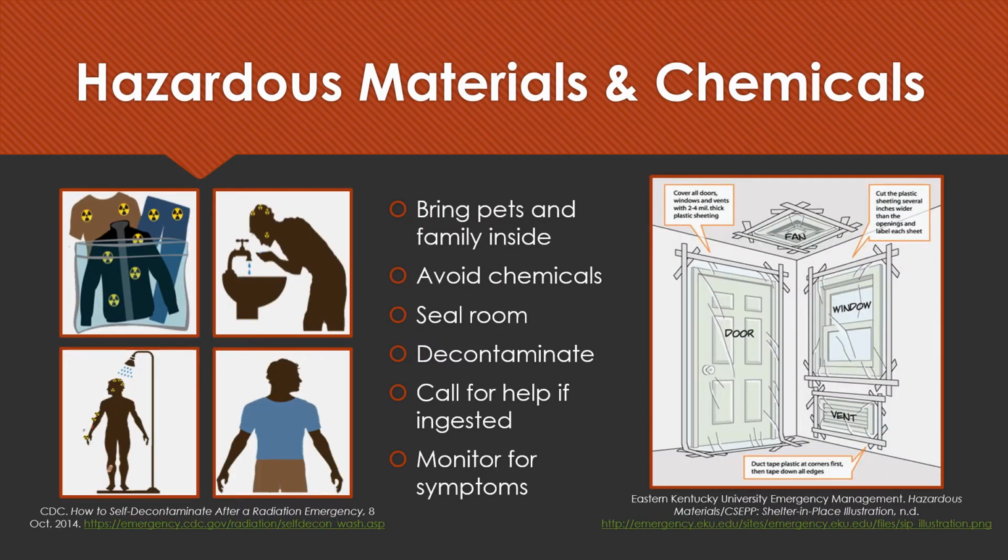If there is a chemical spill or possible exposure to any hazardous materials, be sure to bring your pets and family indoors. Avoid the chemicals. Leave the area without passing through the contamination. Seal the room by shutting doors, windows, vents, and fireplace dampers. Turn off the attic fans, air conditioning, furnace, and ventilation. Seal any gaps around the doors, windows, and vents.